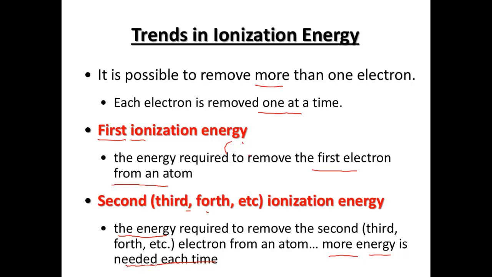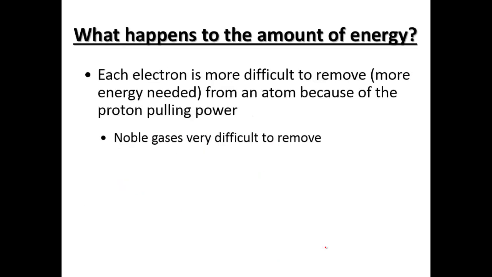The more electrons you pull, the more difficult it becomes, because we have more protons each time pulling on the electrons that are left. So there's more pulling after you remove each electron. Each electron is more difficult to remove, or more energy is needed, because of the proton pulling power. So as we go across that period, there's more pulling power. Noble gases are very difficult to remove electrons from because they're at that full, stable outer energy level.